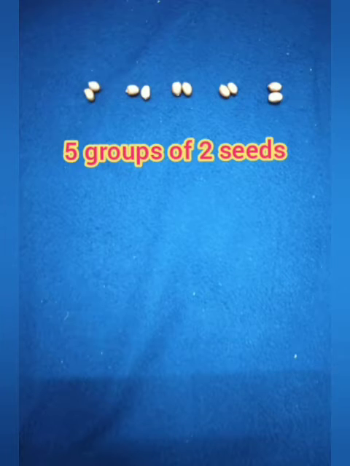So, how will we write this in multiplication form? First, we will write the number of groups, that is 5, then put the multiplication sign, then the number of seeds in each group, that is 2. So we can say 5 multiplied by 2 is equal to 10.